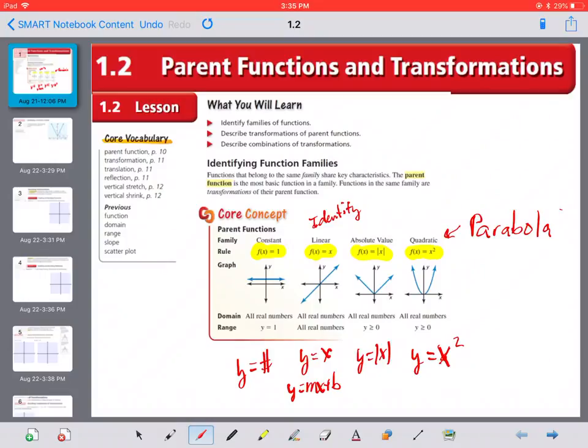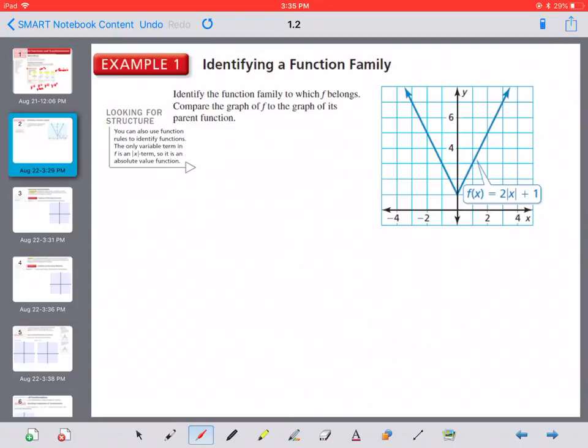You can see the y versions of all those equations down below. y equals a number, y equals x, y equals the absolute value of x, y equals x squared. Those are the parent functions. You've got to learn them, you've got to memorize them, because we're going to need them.